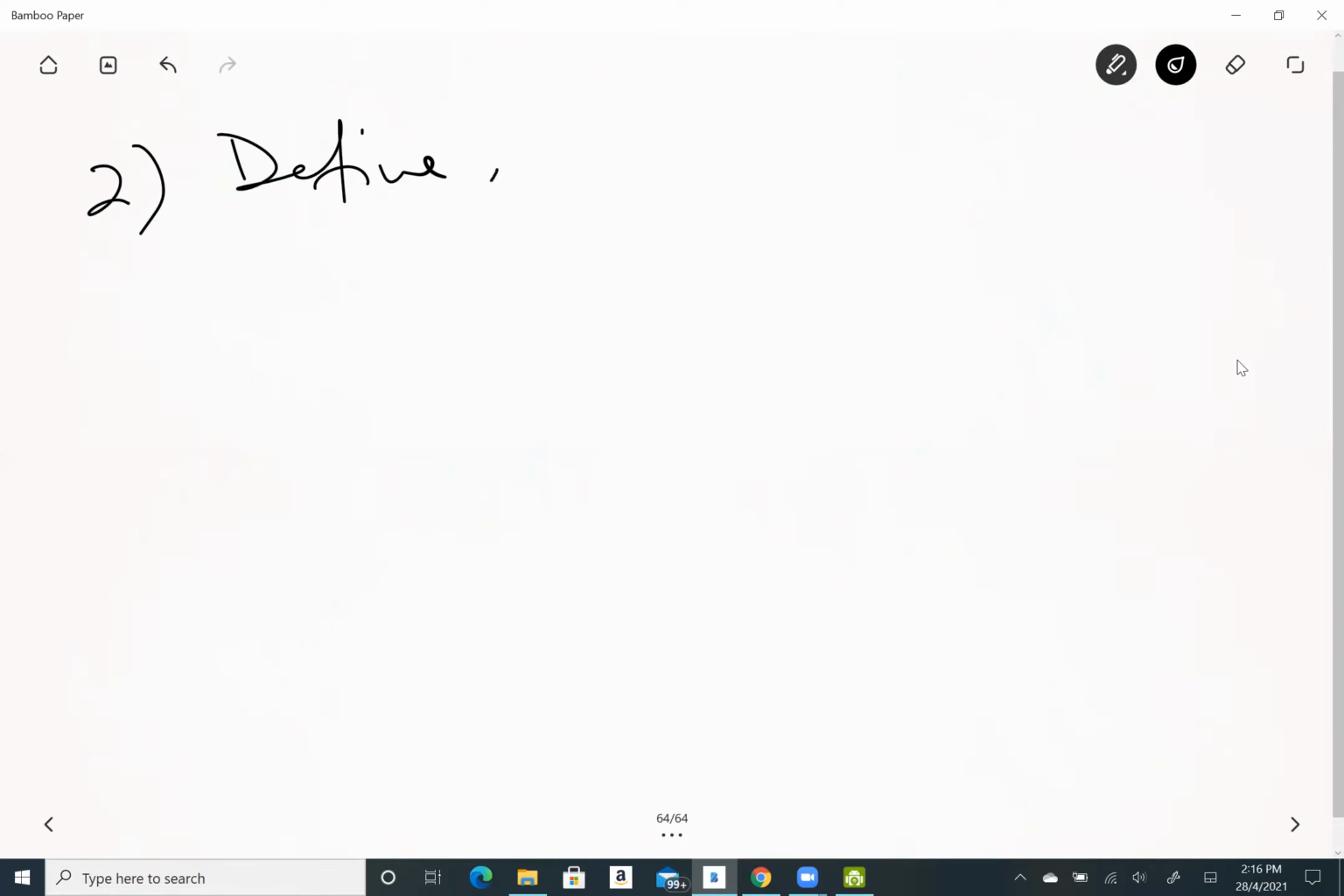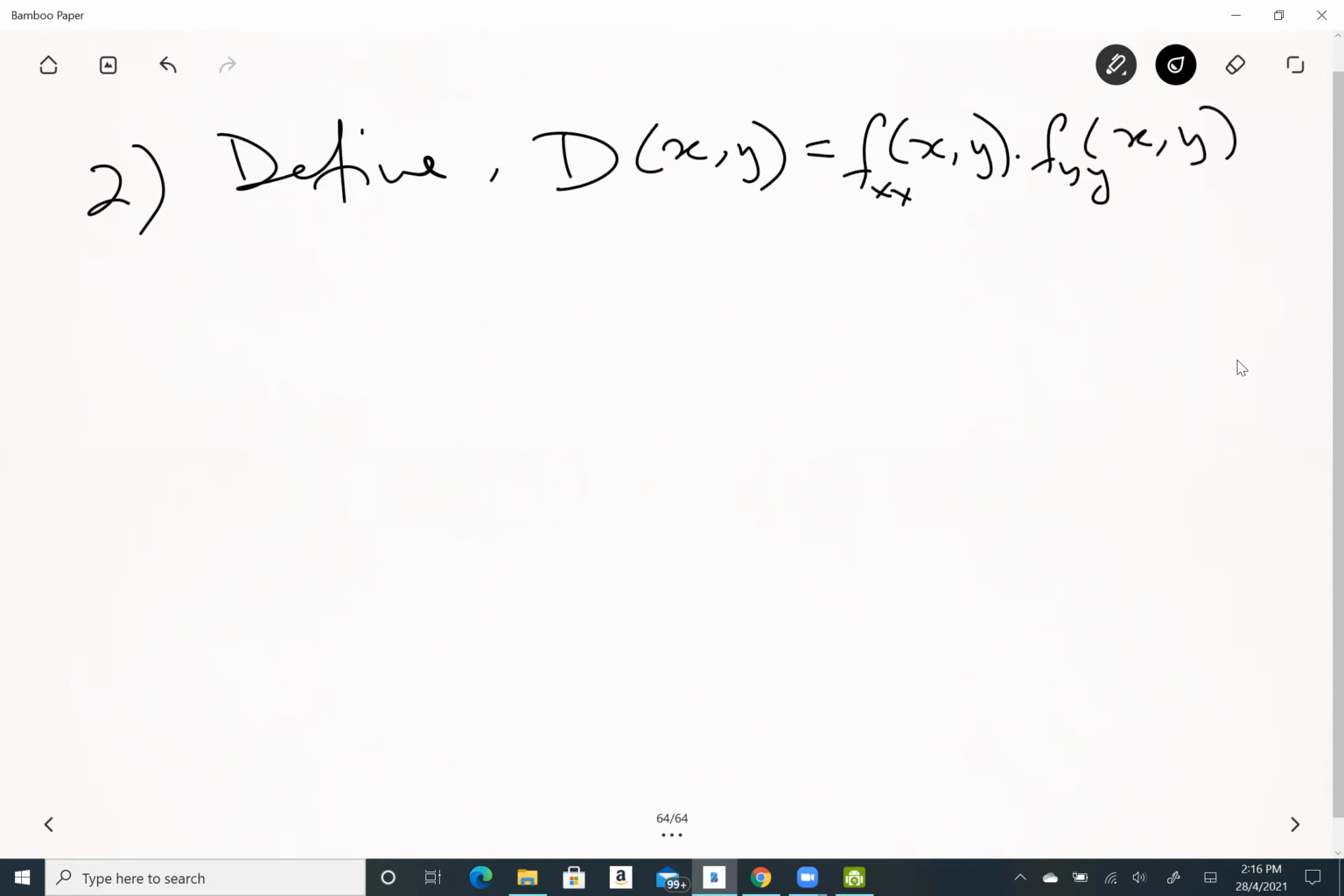So I define the function D, and it's a function of x and y. That is equal to fxx multiplied by fyy. Now, everything here is a function of x and y. Okay, fxx is a function of x and y. fyy is a function of x and y. And then we have to subtract fxy, which is also a function of x and y, everything squared. So that is called D.